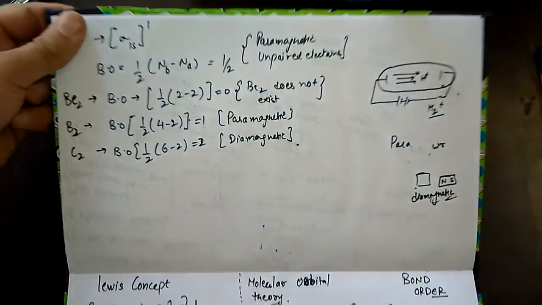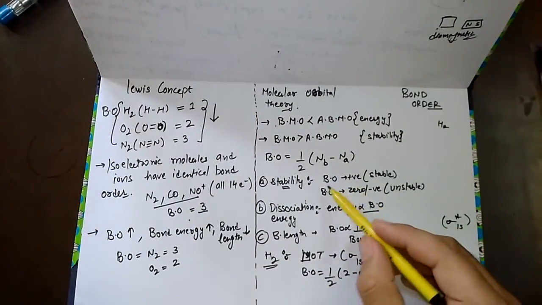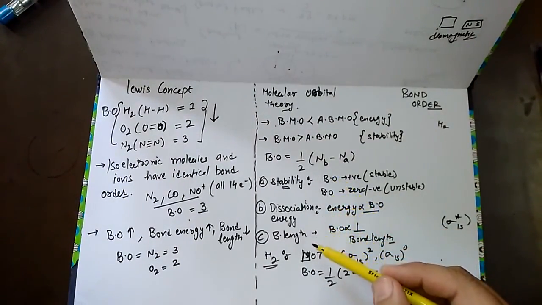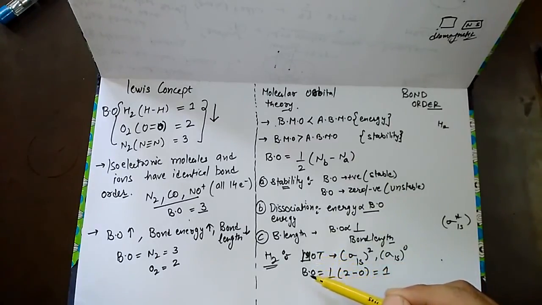This is how we can calculate the bond order. Another thing, you have to just remember these values. These are the factors which are most important from the competition point of view. You can look at this carefully.